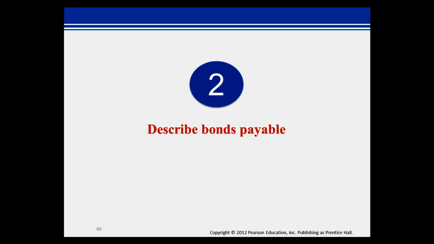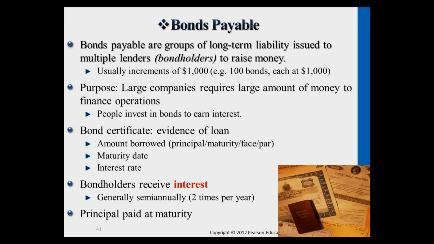Now, Chapter 11, we went over long-term liabilities. Last week we talked about long-term notes payable. We talked about mortgages. Bonds payable is another category of long-term notes. It's basically groups of long-term notes. So bonds is a way for companies to raise money from the public, not on a one-on-one situation, but one-to-many.